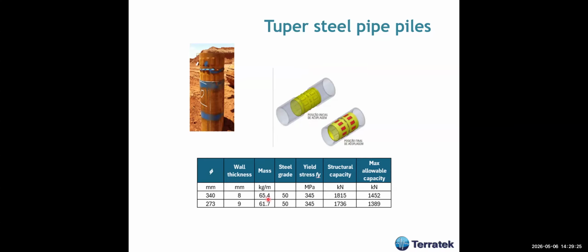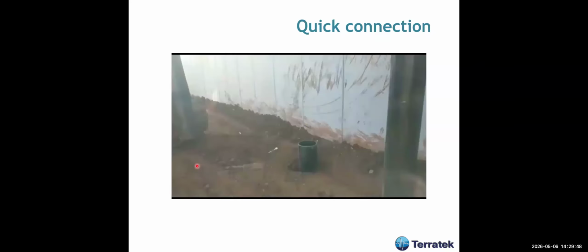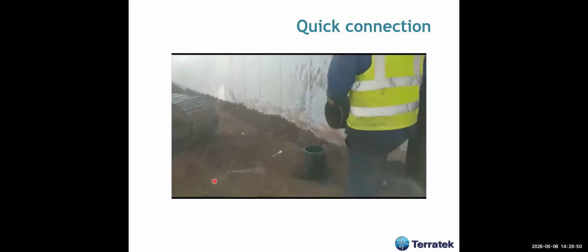They have developed 2 diameters. One is 240 millimeters in diameter. The other one is 273. Wall thickness is 8 and 9 millimeters here. And I have used this pile very, very successfully. We're still using this pile in a very big project in Georgetown, in Guyana. And this has been very successful. I'd like to show you here how.